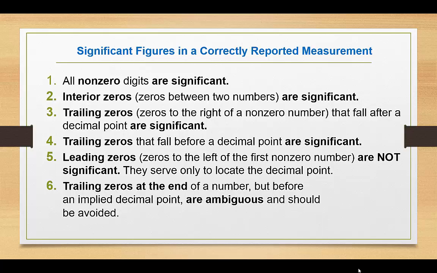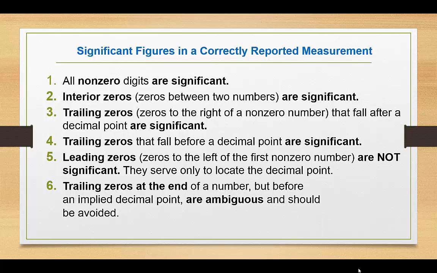All right, now I'm going to skip down to rule number 6 really quick. There's one other case you can have with trailing zeros. If you have a trailing zero that's at the end of a number, but there's no decimal point actually physically shown in the number. There's an implied decimal point. Every number has an implied decimal point.